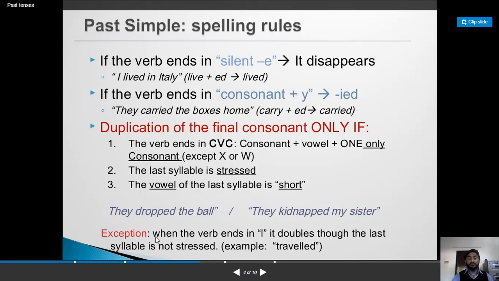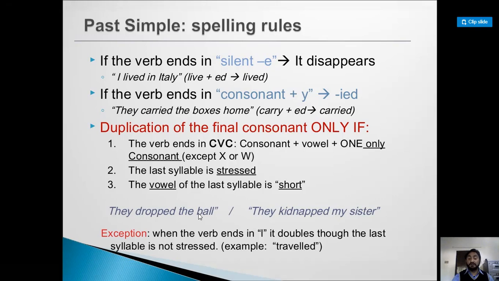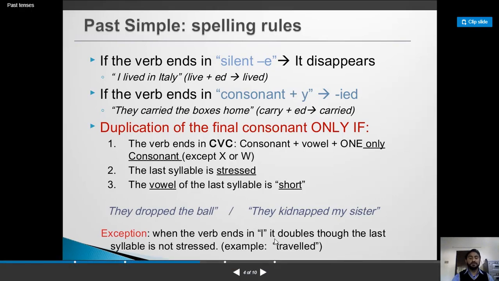So, exceptions: when the verb ends in L, it doubles though the last syllable is not stressed. Example, traveled: double L is here, you can see, but this syllable is not stressed. Over here you can see dropped, where the last syllable should be stressed, but when there is an L sound, this rule cannot be applied.